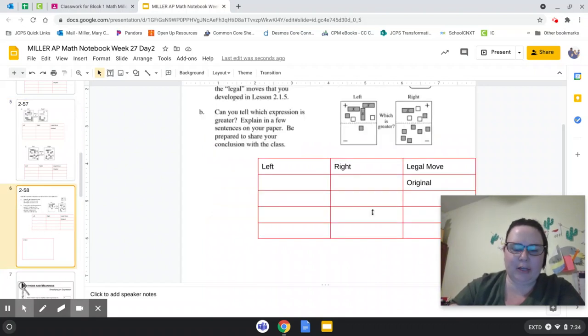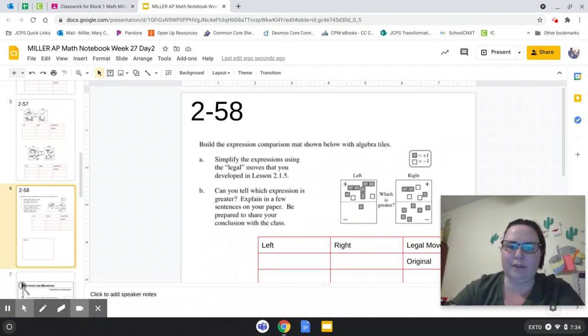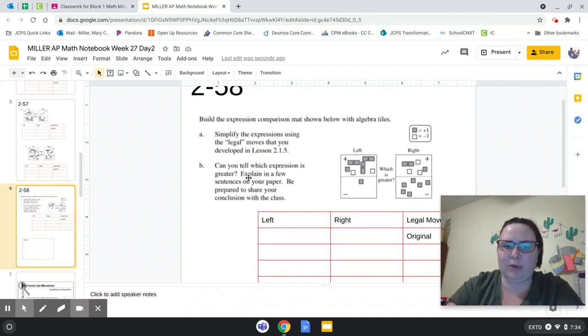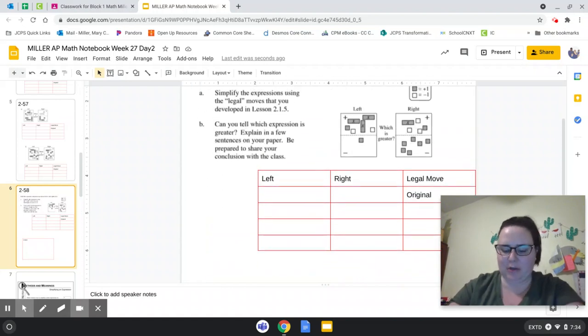But then we're also going to go through together on 258. So we're still simplifying using these legal moves, but we're telling which expression is greater, and we're explaining that. So odds are there's going to be something a little bit different on this one.